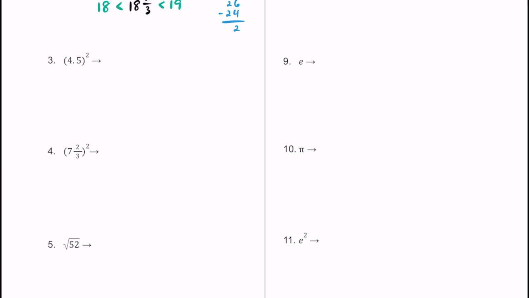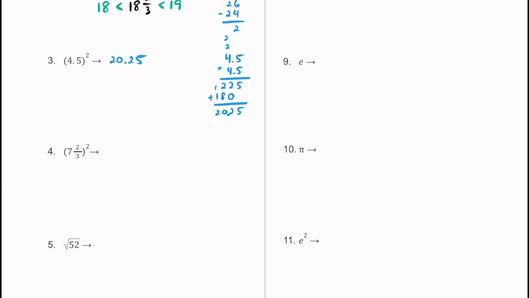Next, for number 3, it looks like we have a decimal that's being squared. We have 4.5 squared. So that's just 4.5 multiplied by 4.5. Let's see what this is going to be. 5 times 5 is 25, carry the 2. 5 times 4 is 20 plus 2, that's 22. 4 times 5 is 20, put the 0, carry the 2. 4 times 4 is 16 plus 2, that's 18. Adding these two rows together, we have a 2, a 5, that's 10, carry the 1, that's 2. The decimal is going to be over here, so this is going to be 20.25.